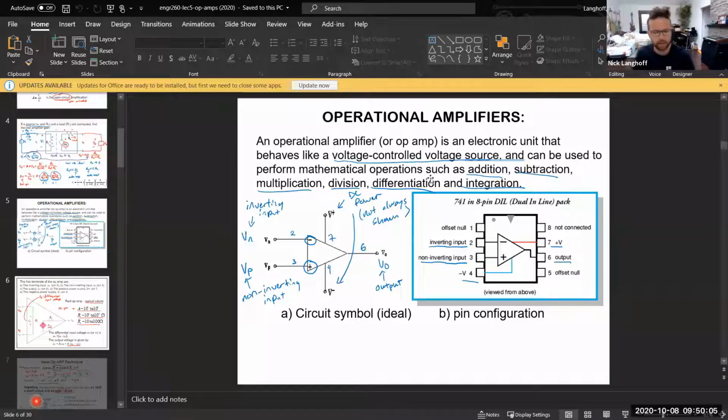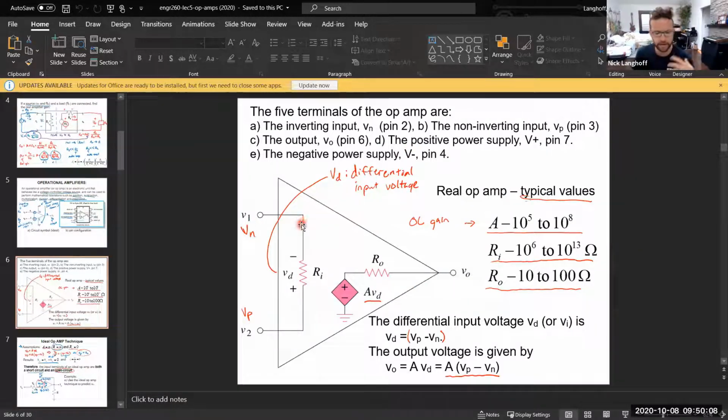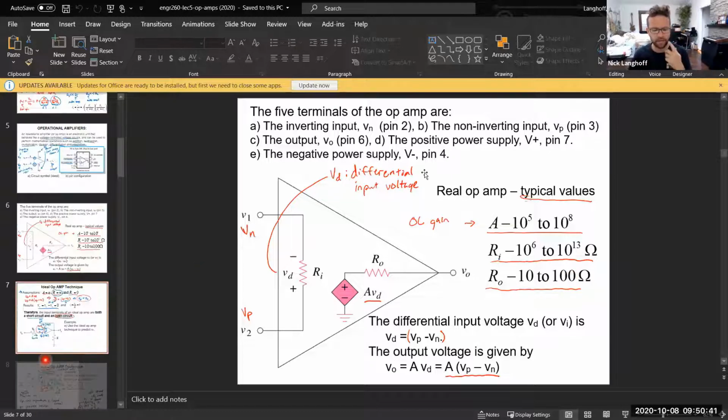Looking at the schematic symbol, we talked about the fact that any real op amp has an input impedance, an output impedance, RO, and a gain A. That's the open circuit gain, as a reminder. Those gain levels are very high, 100,000 to a couple hundred million. The input impedance is really high, a megaohm up to tens of teraohms. And the output impedance is really low, 10 to 100 ohms. That gets close to an ideal amplifier.